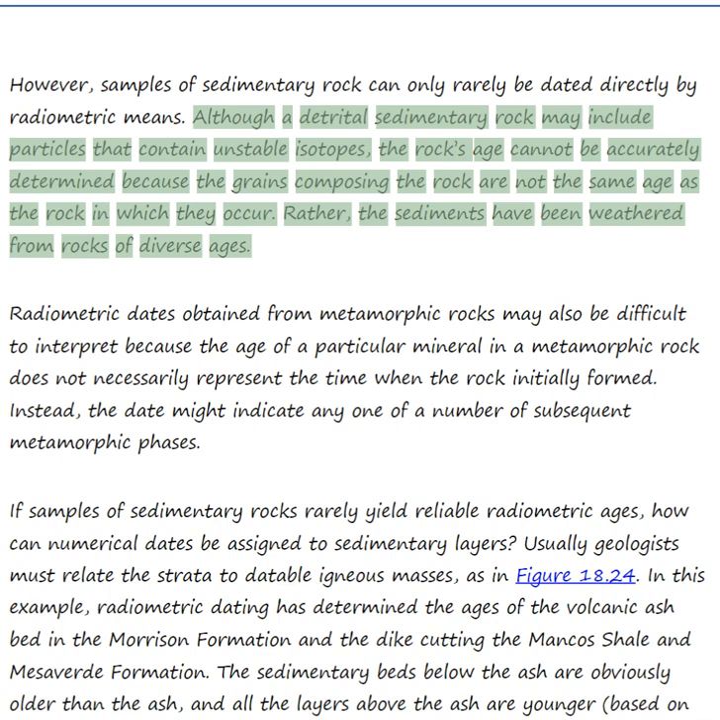Although a detrital sedimentary rock may include particles that contain unstable isotopes, the rock's age cannot be accurately determined because the grains composing the rock are not the same age as the rock in which they occur. Rather, the sediments have been weathered from rocks of diverse ages.